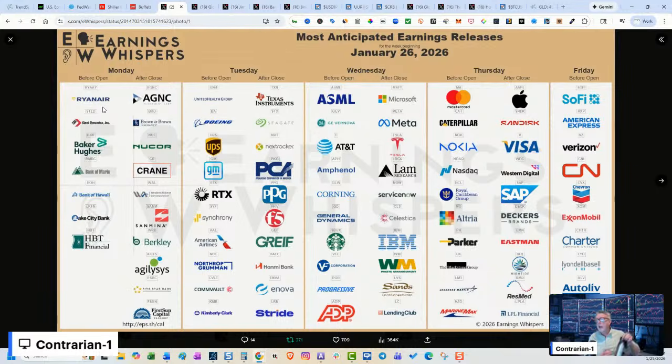We own Boeing. They are reporting on Tuesday. We bought that stock when nobody wanted it. I would not buy it now. It's got RSI greater than 80. So we bought it when it was oversold. Now we're going to look to sell it when it's overbought.